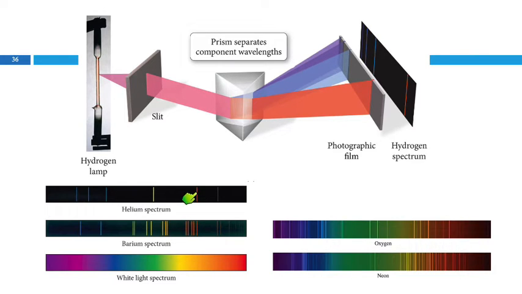So if you notice, this orange line here is in the same area as the orange lines for barium, because the wavelength for orange is in this region. And so each of these lines has a specific wavelength of light, which corresponds to a particular energy.